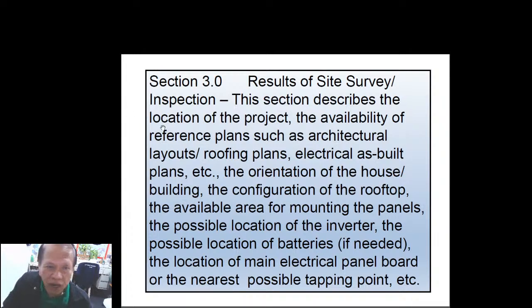This section describes the location of the project, the availability of reference plans such as architectural layouts, roofing plans, electrical as-built plans, etc. The orientation of the house, building, the configuration of the rooftop, the available area for mounting the panels, the possible location of the inverter, and the possible location of batteries if needed, no? The location of main electrical panel board or the nearest possible tapping point. And other details, okay? So that's section 3.